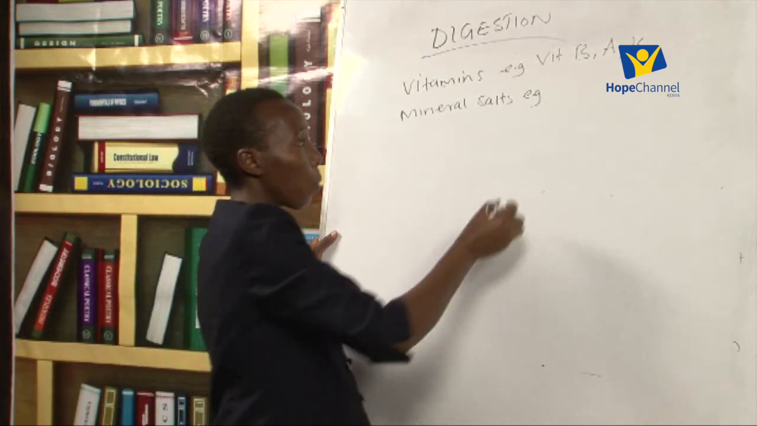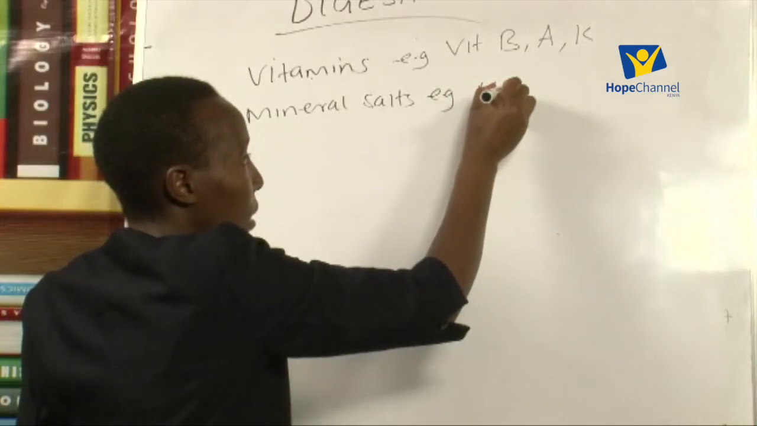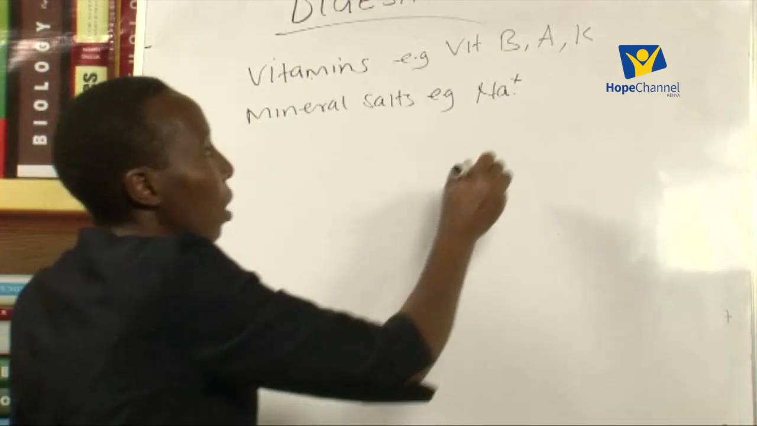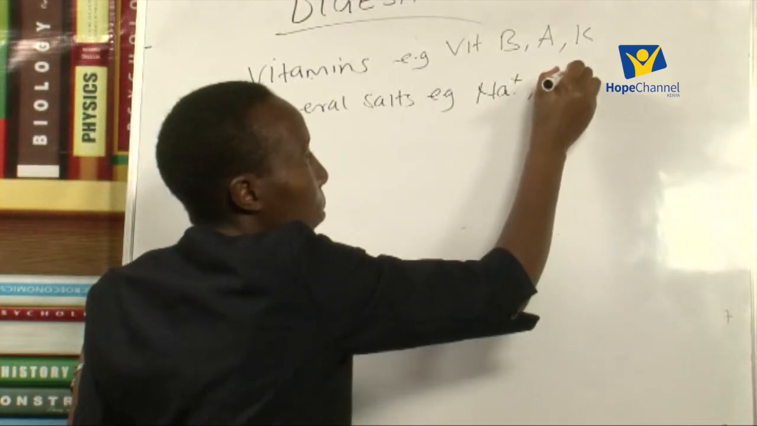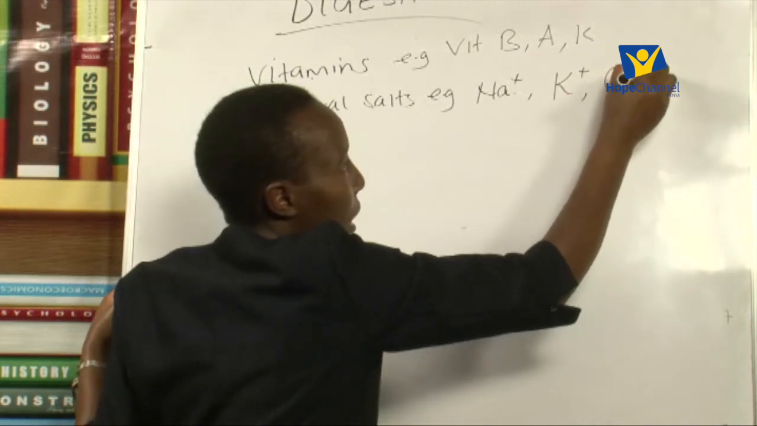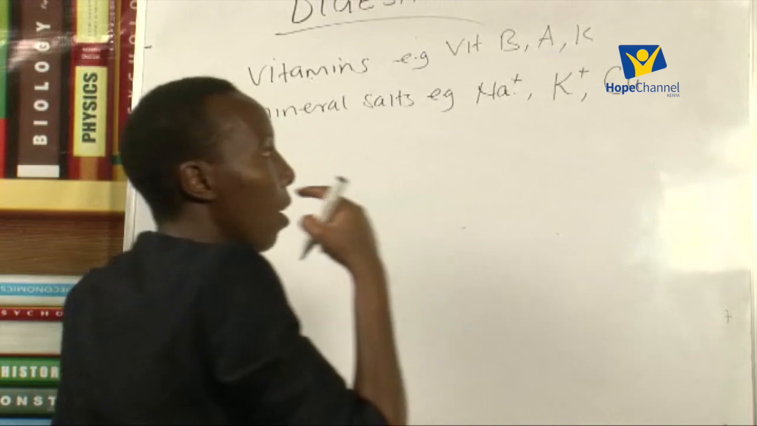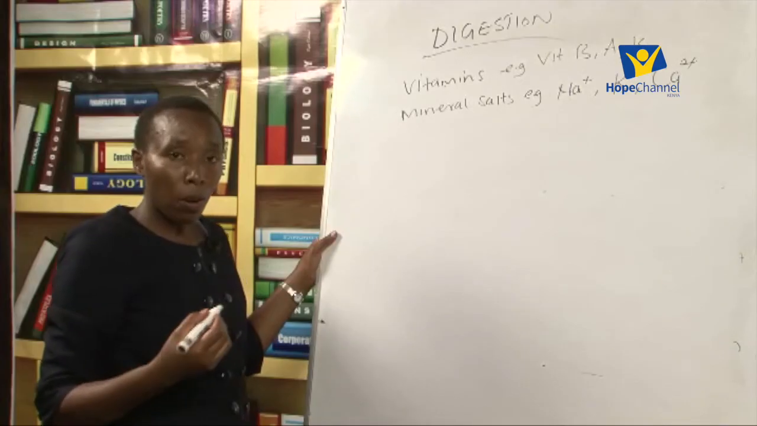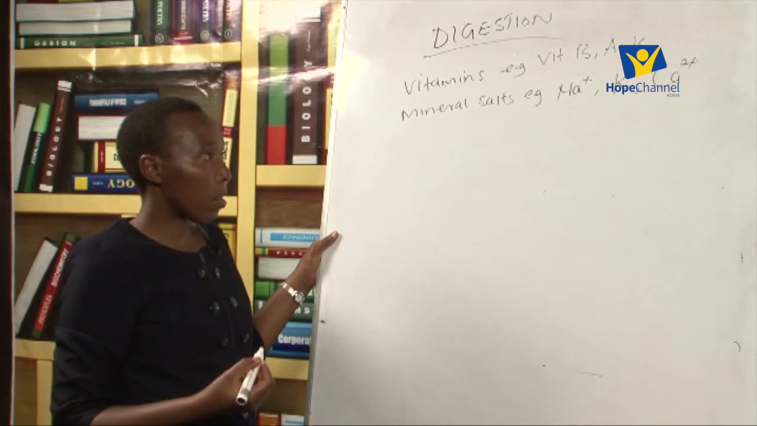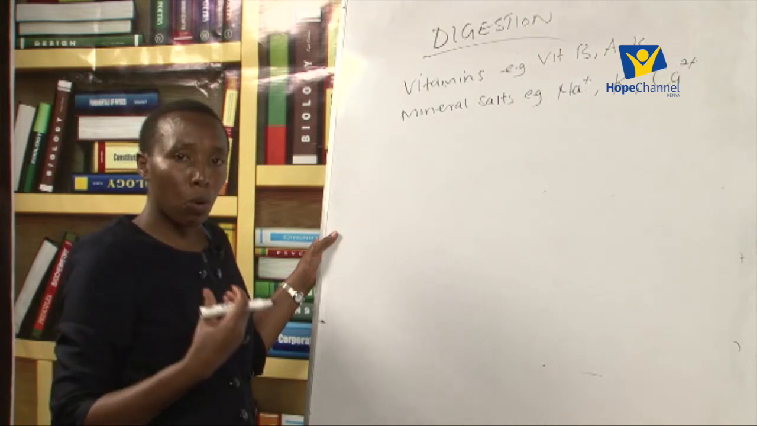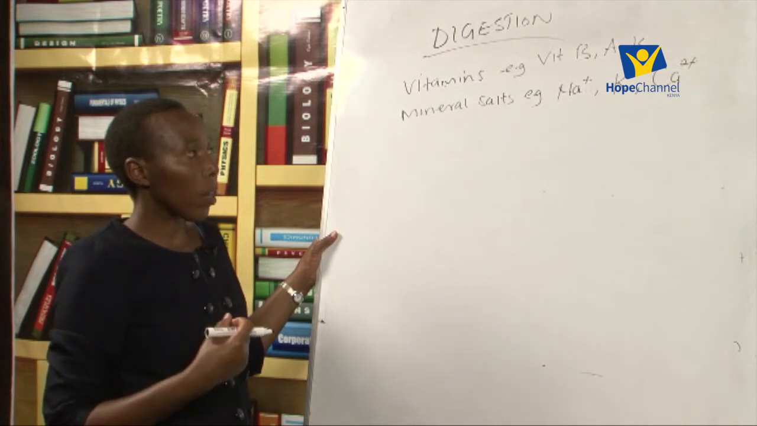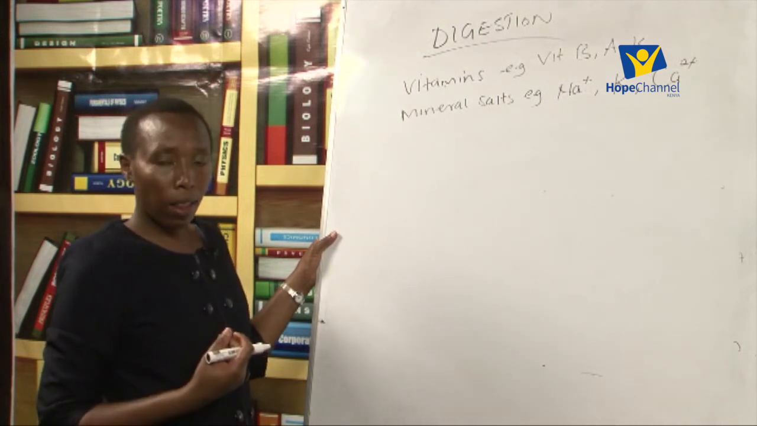For example, we have sodium ions. We have potassium ions. We have calcium ions. All these are mineral ions or salts that we find in our food substances that we also absorb into our body, our bloodstream, without digesting them.